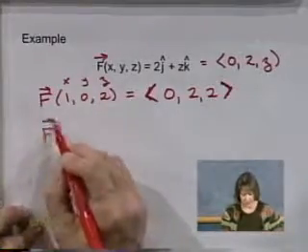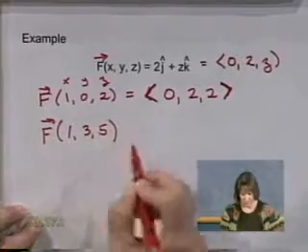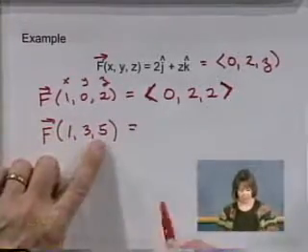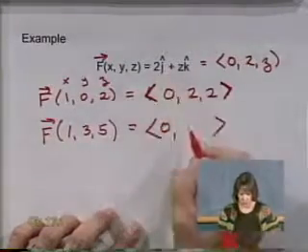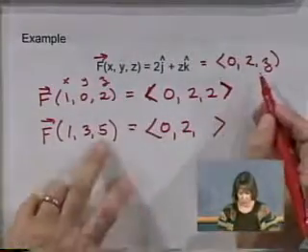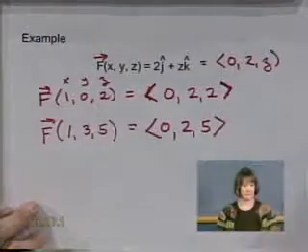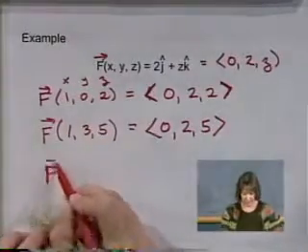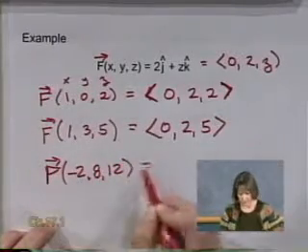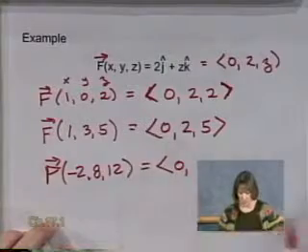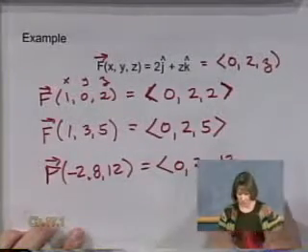What if I wanted to find the output for the point 1, 3, 5? At the point 1, 3, 5, the vector associated with it has an x component that's always 0, a y component that's always 2 for this particular function. Its z component is equal to z. Okay? What would be f of -2, 8, 12? The x component in this particular function is 0, the y component is 2, the z component is 12.